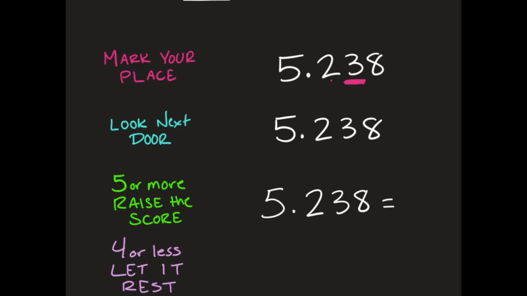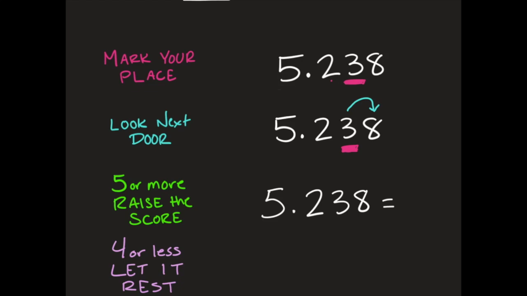The next thing I'm going to do is look next door. This is my place right there at the number 3, and I'm going to look at the number to the right, and it's an 8. My next saying is, if it's 5 or more, we're going to raise the score, meaning we're going to bump that underlined number up 1, but if it's 4 or less, we're going to let it rest, meaning it's going to stay the same.